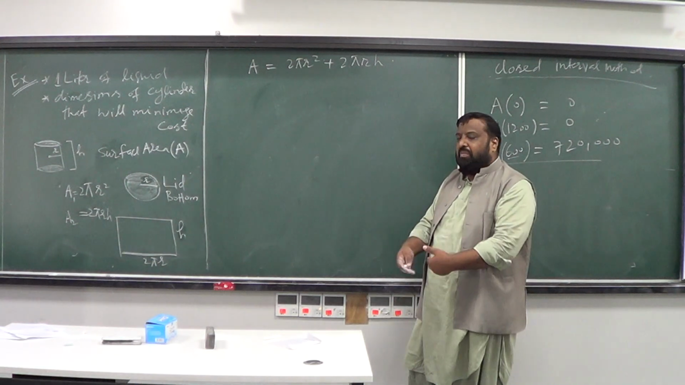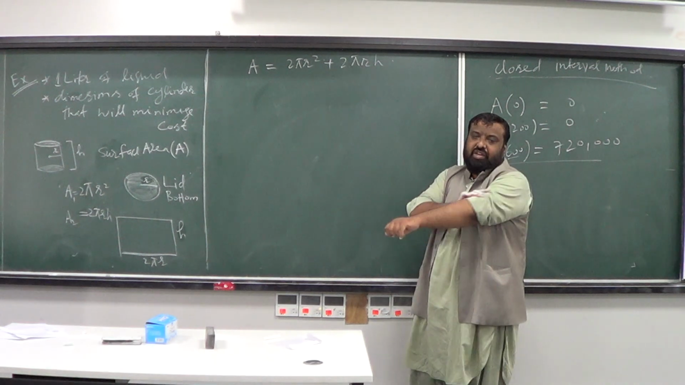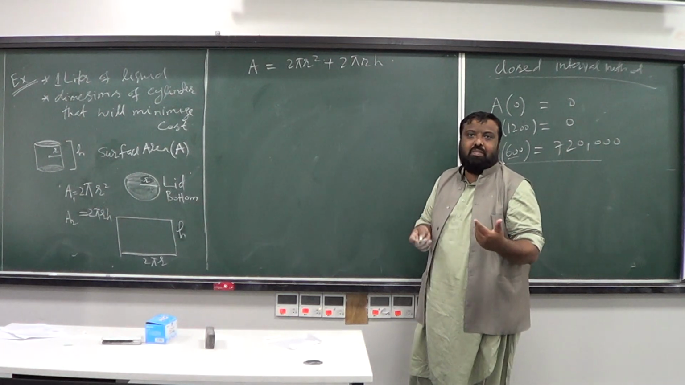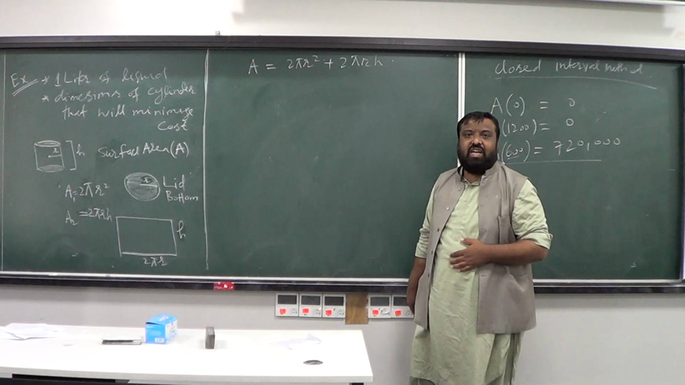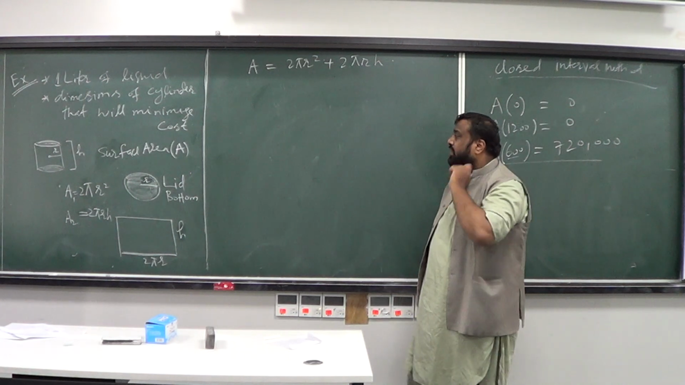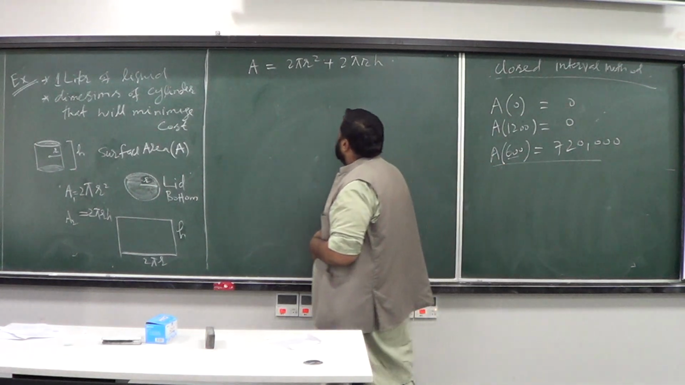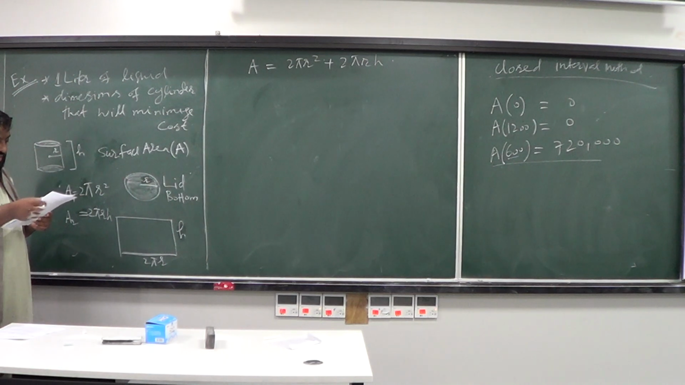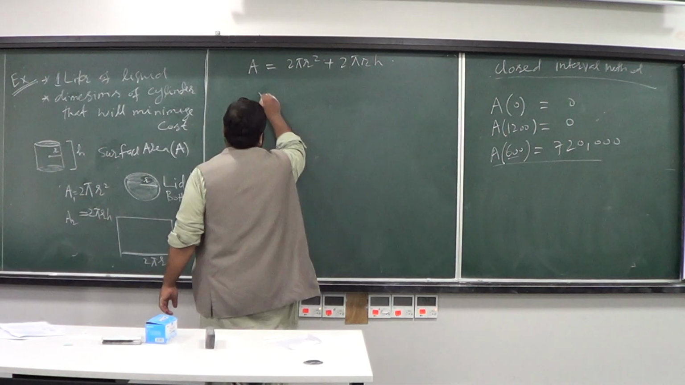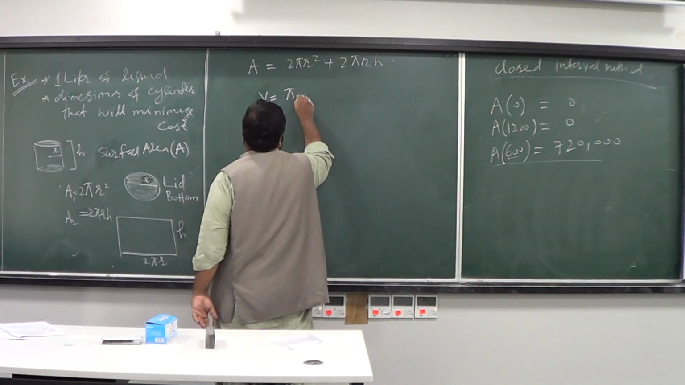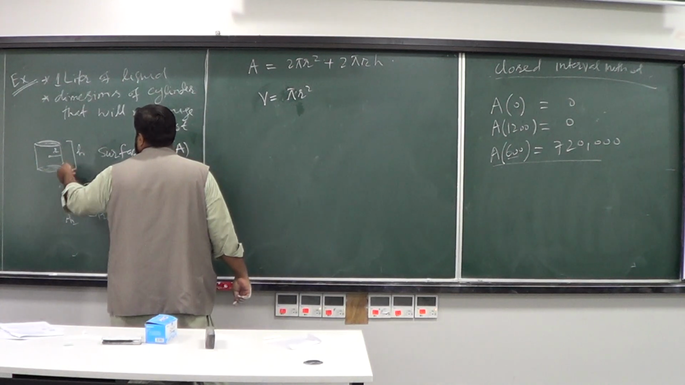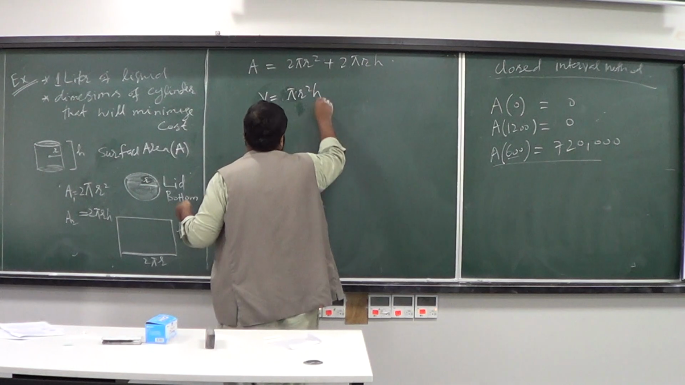So if you want to make it a more interesting problem, and apply the techniques of single variable optimization, then you have to get rid of at least one of the variables. And how can you get rid of one of the variables? The volume of the cylinder is pi r square, the area of the bottom, multiplied by the dimension h. So this is going to be the volume.